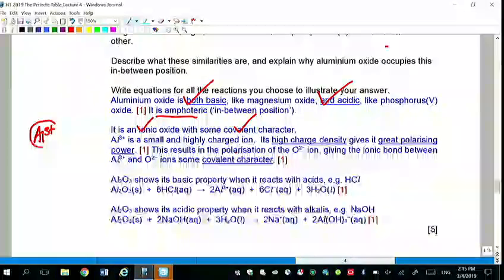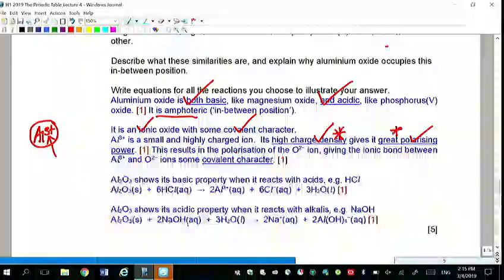Al3+ is small, and 3+ means that it is high charge. A small cation with high charge is what we call high charge density. Take note of this term. A high charge density cation will mean that it has a great polarizing power.